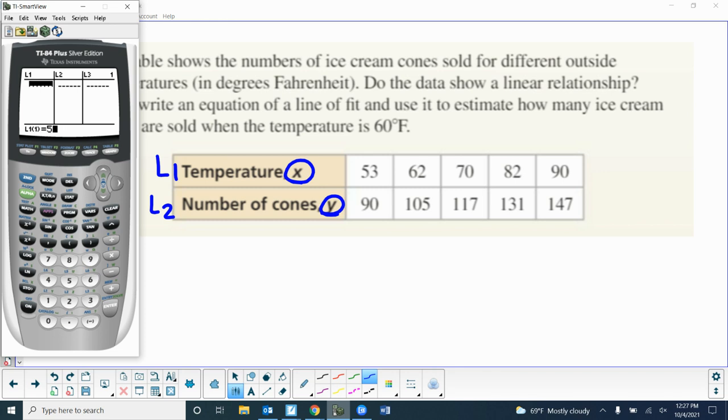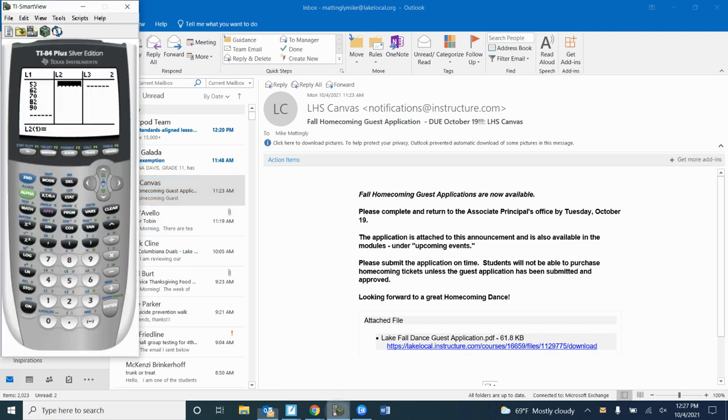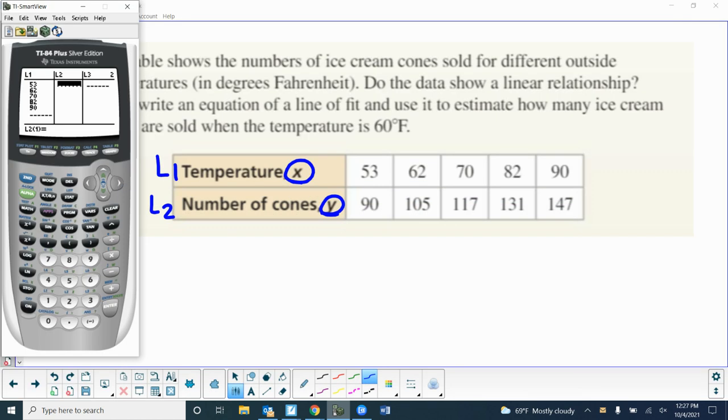So 53, enter, 62, enter, 70, 82, and 90. Then hit your right arrow key to move over. And then 90, 105, 117, 131, 147. Make sure you put those in correctly. The only way you're going to miss this is if you put it in wrong, so just take your time.